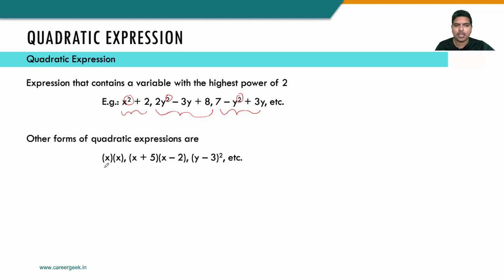Now sometimes they can give something like this, x multiplied by x. So when you simplify, x square, you get quadratic. Same for this, we'll see how to simplify. Most of you already know how to simplify this. We use the FOIL method, or in different boards it's taught in different ways. Now again, y minus 3 whole square. So what is this? y minus 3 multiplied by y minus 3. So again, we'll see the FOIL method. But remember, all of these are quadratic expressions.